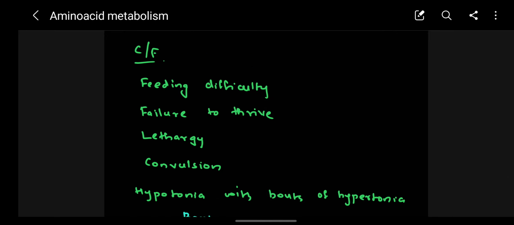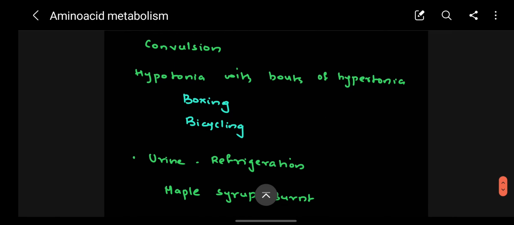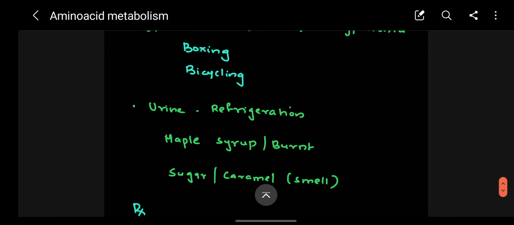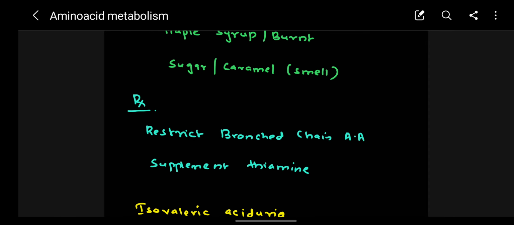The common features observed are feeding difficulty and failure to thrive, lethargy, convulsions, and hypotonia with bouts of hypertonia, that is, boxing or bicycling like symptoms. And when you keep urine for a day in the refrigerator, you will observe a maple syrup or burnt sugar or caramel smell. The treatment is to restrict branched chain amino acids and supplement thiamine, because TPP is involved in this enzyme.